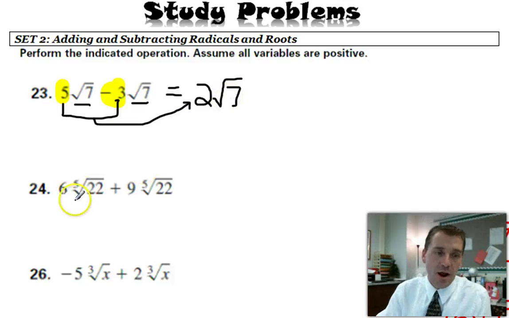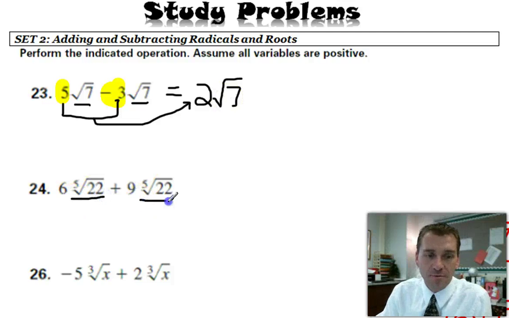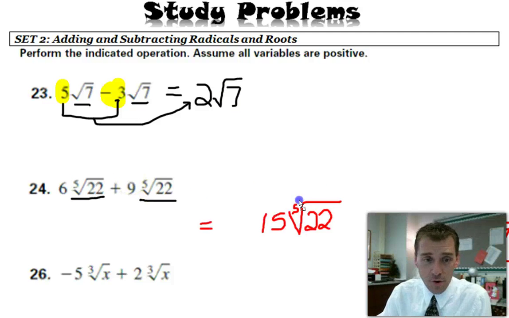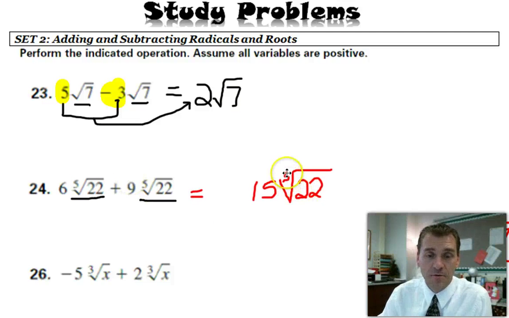Wonderful. Well, this one here, I got the 5th root of 22, I got the 5th root of 22. They're like radical parts. So I can take the coefficients, the 6 and the 9, and combine them together. And I get 15, 5th root of 22. So I take the 6 and the 9, 6 plus 9. I don't multiply, it's addition. And I get 15. The 5th root of 22 stays the same base.